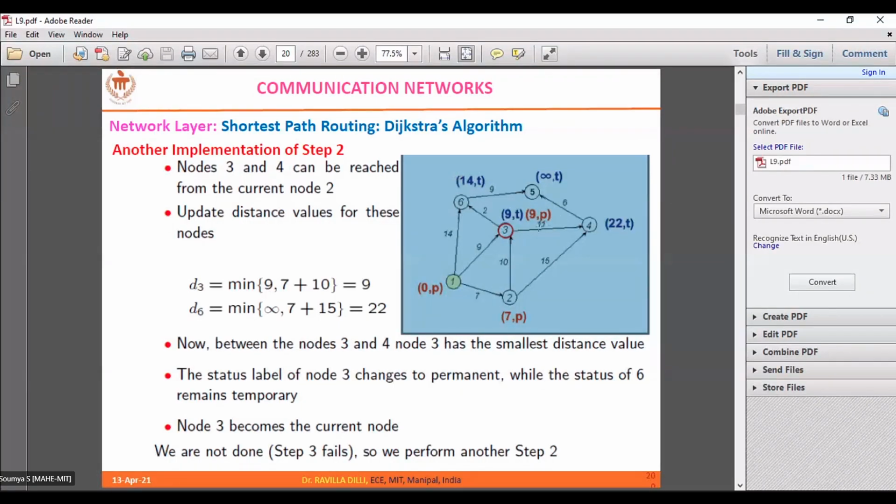So therefore, this value you can update. Correct? Next, 3 to 4. What happens to this? The cost at 3 is 9 and the cost of the link between 3 and 4 is 11. 9 plus 11 gives me 20, which is again lesser than what is existing at 22. Therefore, this also I can change.